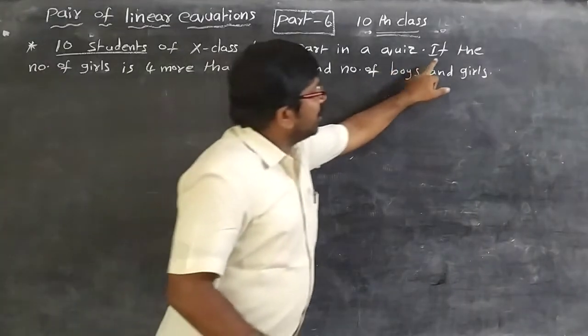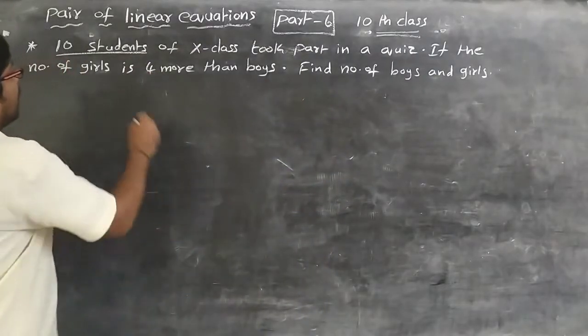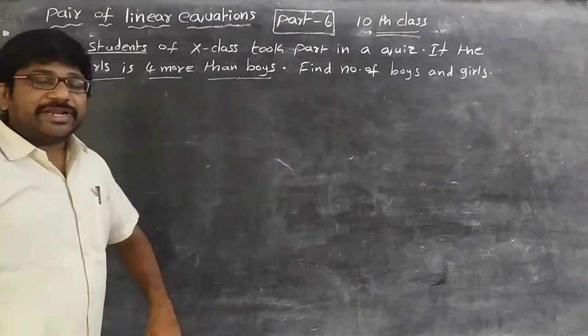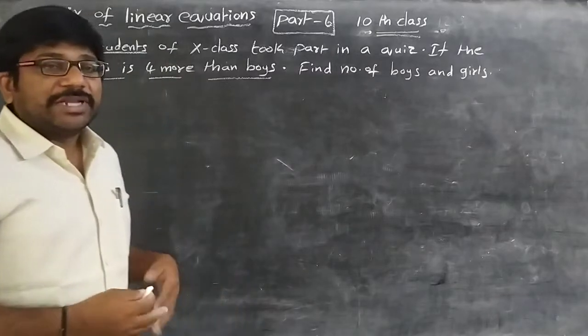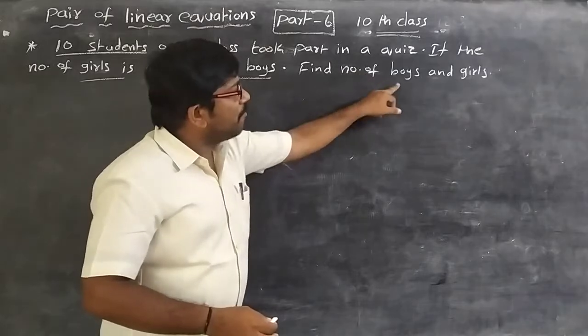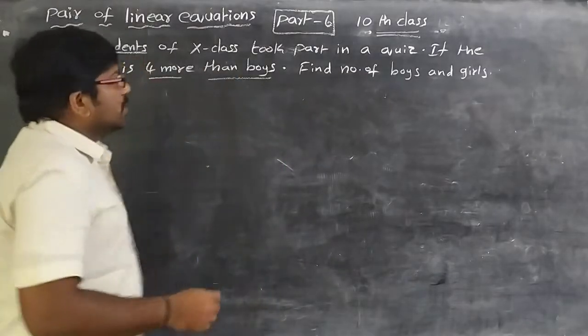If the number of girls is 4 more than boys, that is the second condition. Then the question is: find the number of boys and the number of girls.